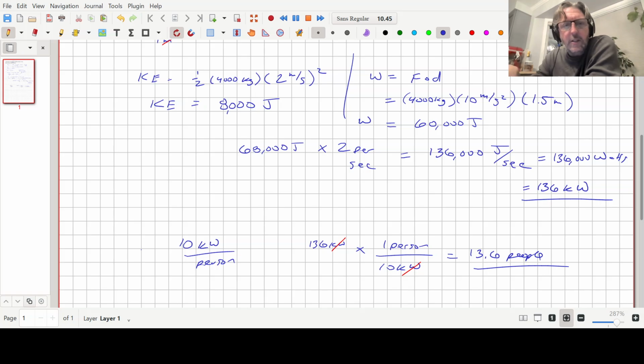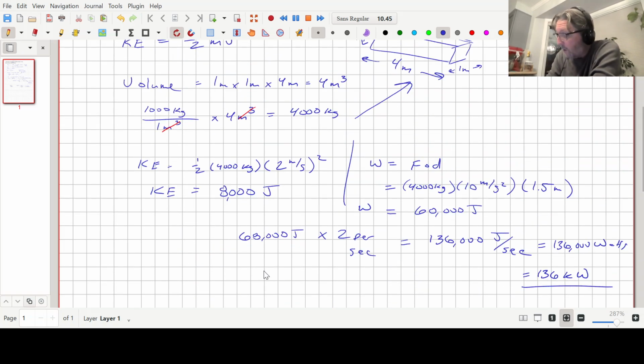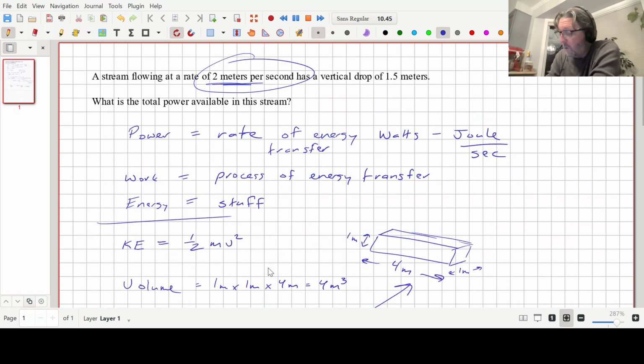Those are the kinds of questions that we can answer and understand by thinking through the power, the energy, and the work. So to quickly review that, the power is the rate of energy transfer. We measure that in watts or joules per second. The work is the process that we go through to transfer that energy, and the energy is the stuff itself that we're trying to transfer.